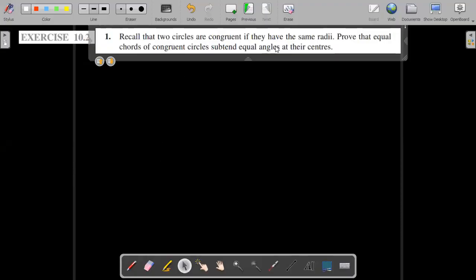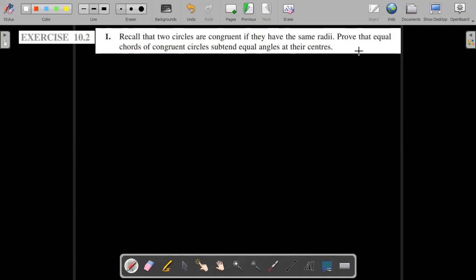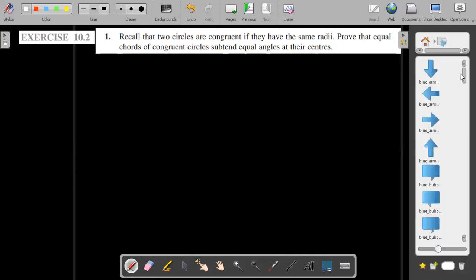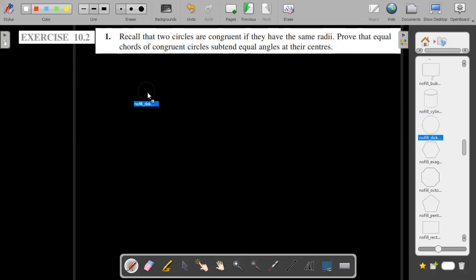Two circles are congruent if they have the same radii. Means their radii are the same, then they are congruent circles. Prove that the equal chords of congruent circles subtend equal angles at their centers. This is the same theorem, but here they consider two different congruent circles. So we have to take two congruent circles separately. We have done the theorem in the same circle, so the theorem is valid for congruent circles.